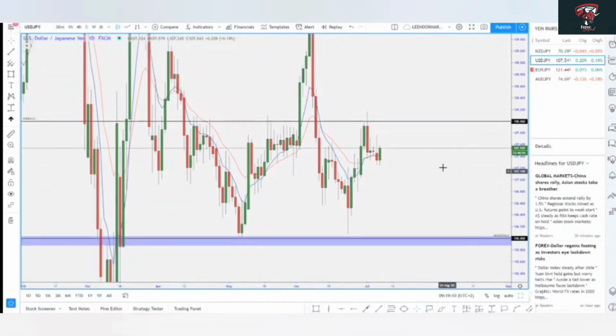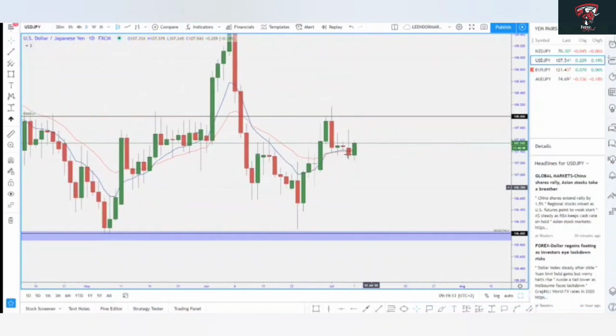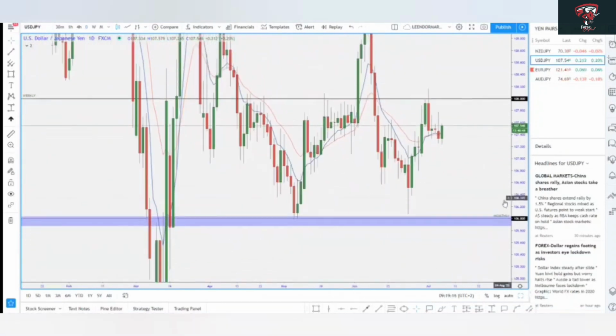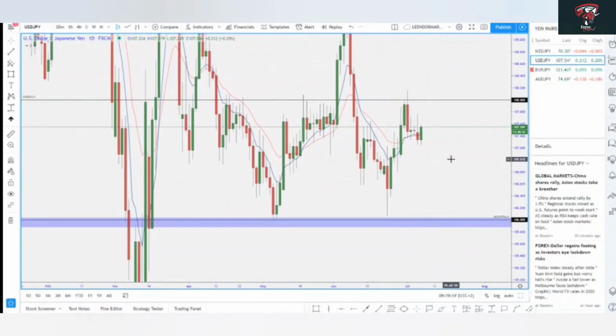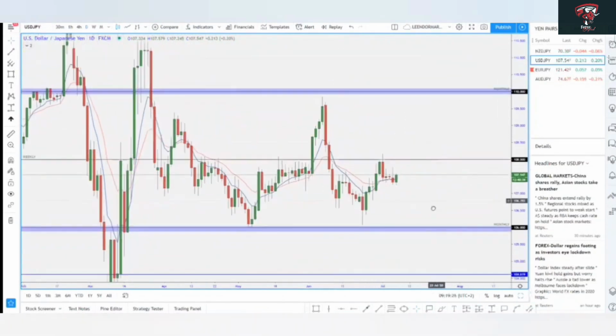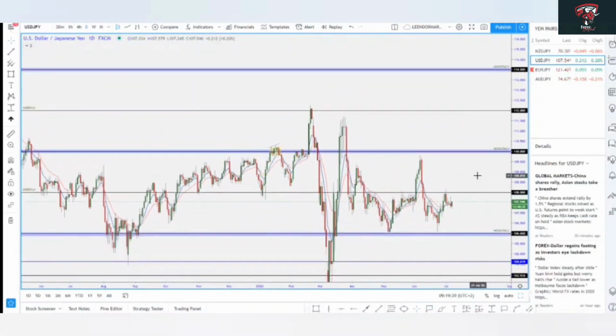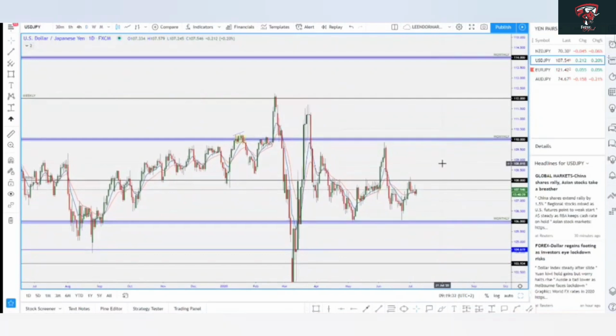So I will be drawing my levels on the daily. The daily time frame is obviously a larger time frame compared to the H4 and the H1, and levels on the daily are much stronger than the smaller time frame zones. However, we are keeping our eyes focused on the larger scale of things. So looking at this market from the larger scale of things, where is this market trending? Where is it going? That's the question we need to ask ourselves.